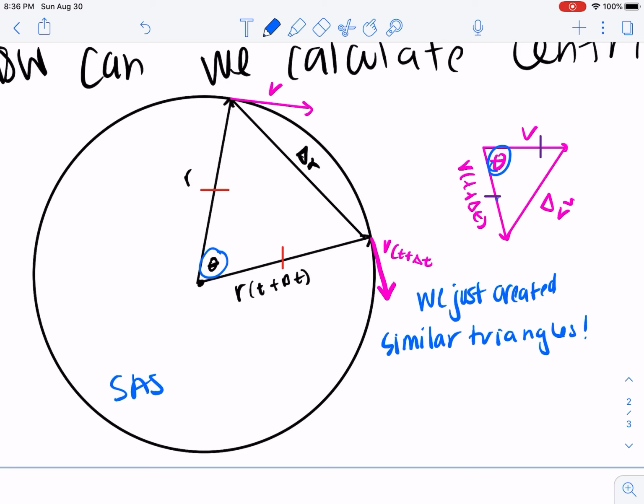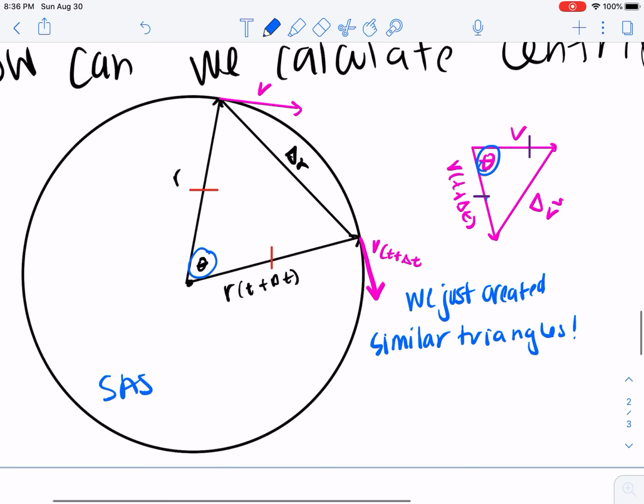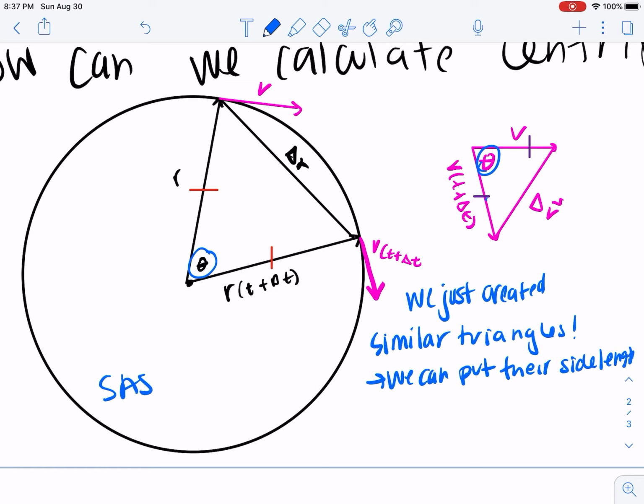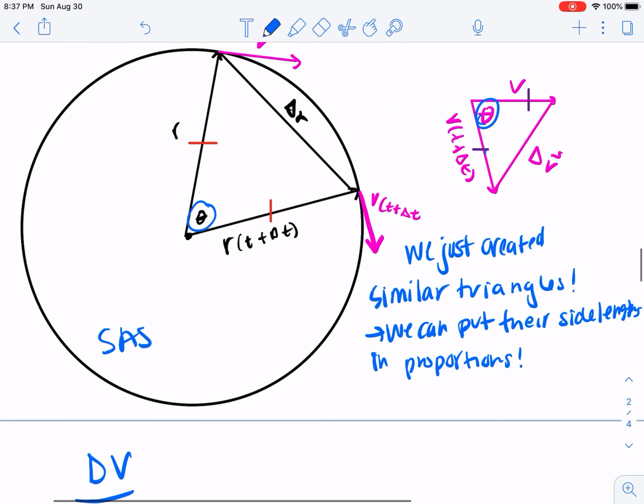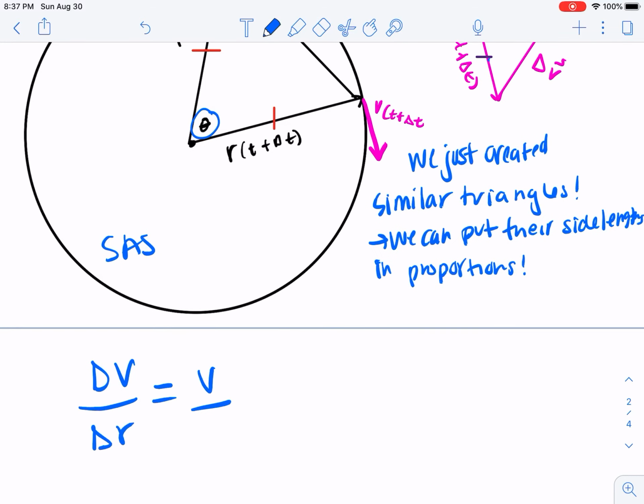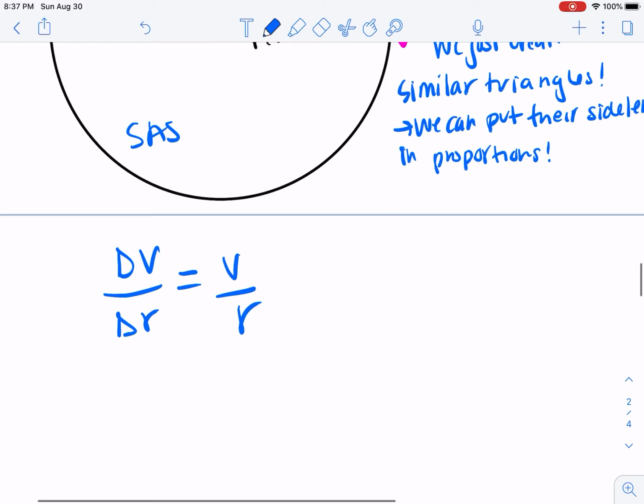And so because they have the same angle, same type of triangle, we can go ahead and make some relationships here. We can put their side lengths in proportions. What that really means is that we can say delta V over delta R, so those were definitely two of our side lengths, delta R and delta V here, can be equal to V over R. And do make sure, once again, when you're doing similar triangles, that the same triangle's on the top that is on the bottom. So now we have a statement that we can use.